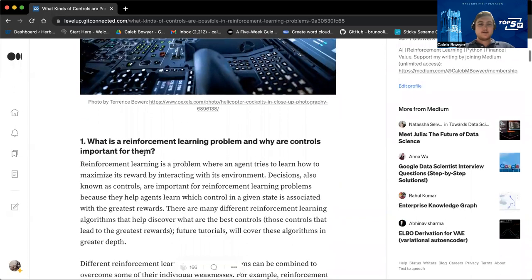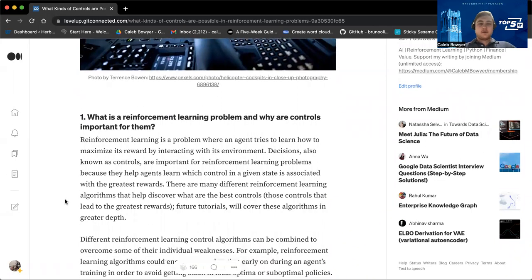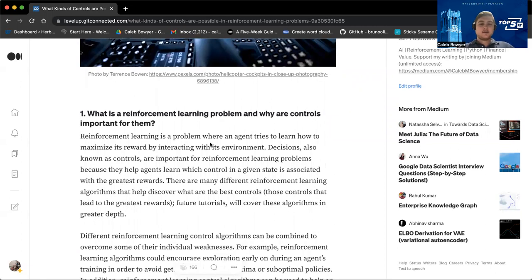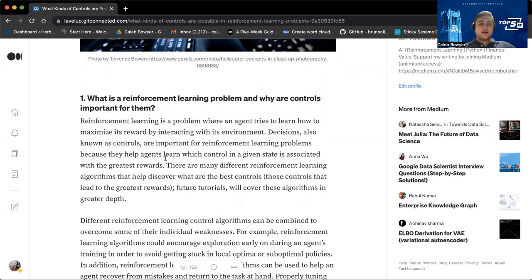First, let's ask, what is a reinforcement learning problem and why are controls important for them? Reinforcement learning is a problem where an agent tries to learn how to maximize its reward by interacting with its environment. Decisions, otherwise known as controls, are important for reinforcement learning problems because they help agents learn which control in a given state is associated with the greatest rewards.